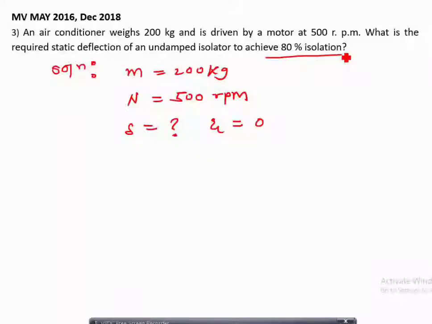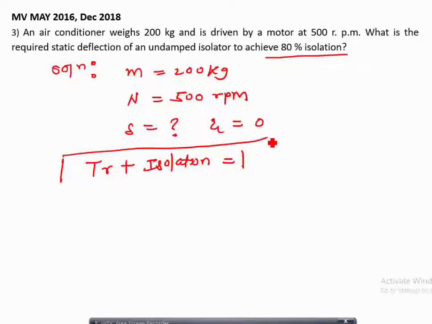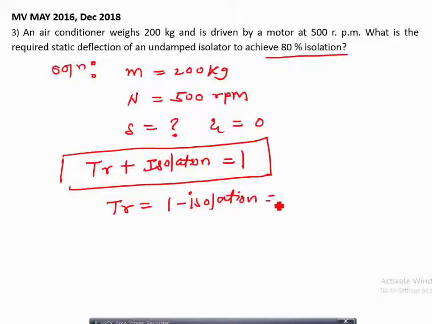Now first of all, let us understand what is the relation between the isolation and the transmissibility. What is the relation? Lesser the transmissibility, greater is the isolation. So transmissibility plus isolation should be equal to 1. This is the relation which we have already understood. So from this I will get transmissibility is equal to 1 minus isolation, and obviously what is isolation? 80% means 0.80, so it is 0.20.